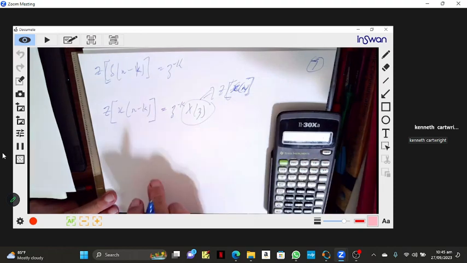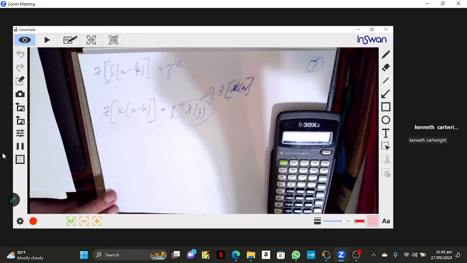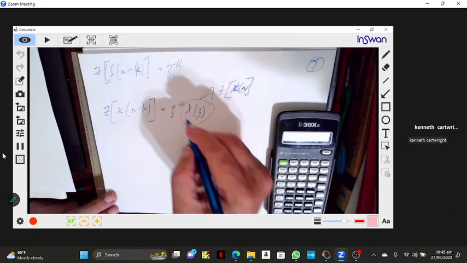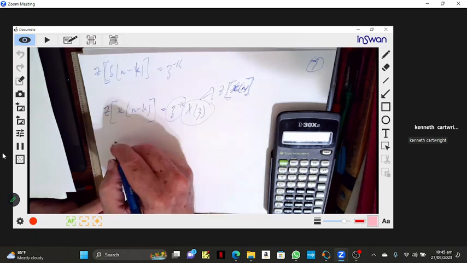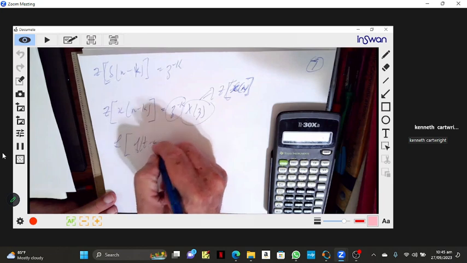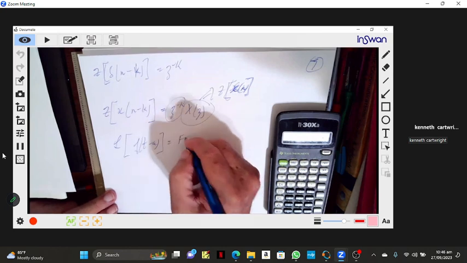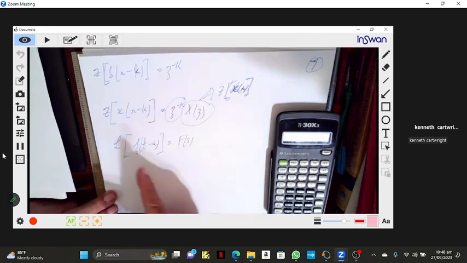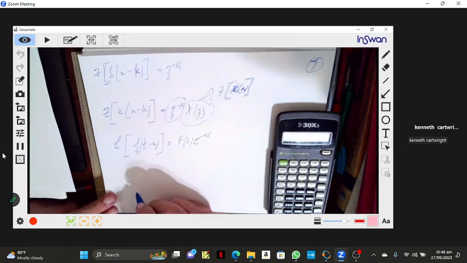In other words, when we delay a signal, what do we do in the Z domain? We simply multiply the Z transform by z to the negative k. We got something similar in Laplace. Laplace of f of t minus a is F of s, that's Laplace of f of t times e to the minus as. A similar kind of thing.